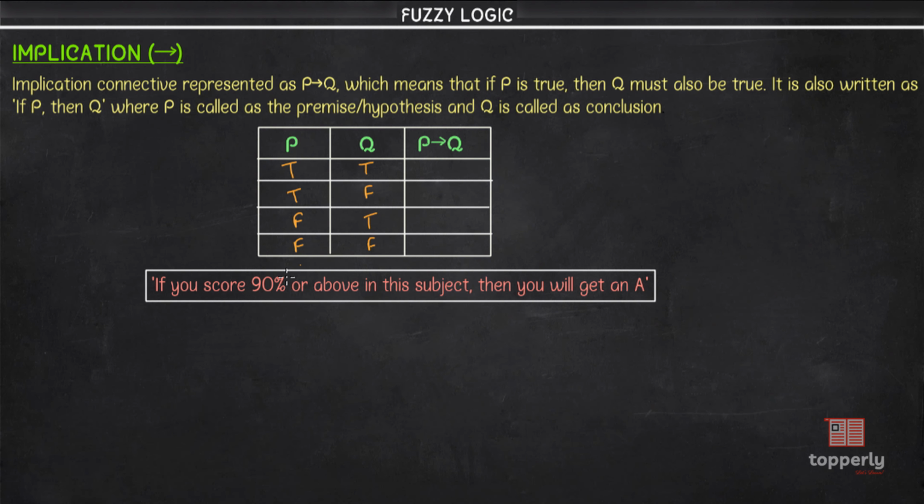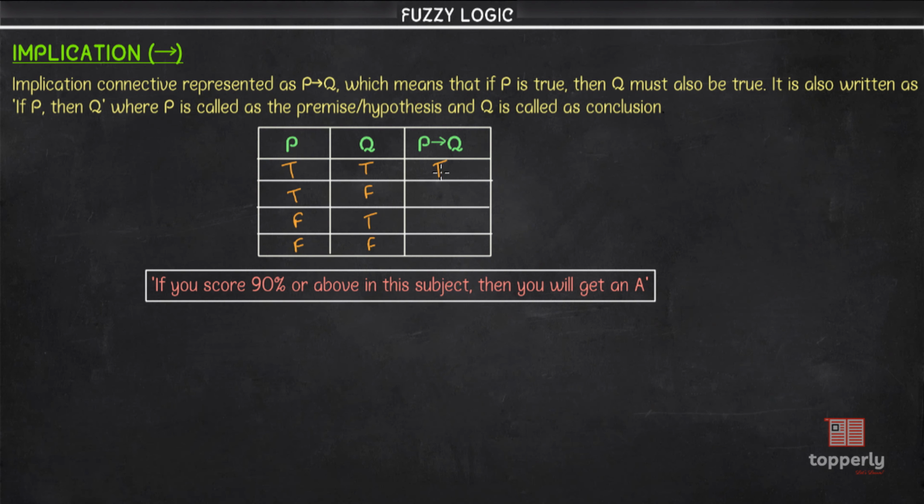Because you scored 95% or above in this subject, the P proposition is true. And you have got an A grade, which means that your Q proposition is also true. So the promise was kept, and hence we can consider the overall statement as true. Therefore, here P implies Q will be true.